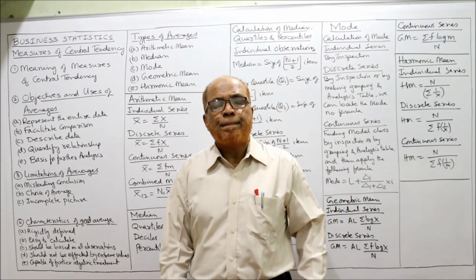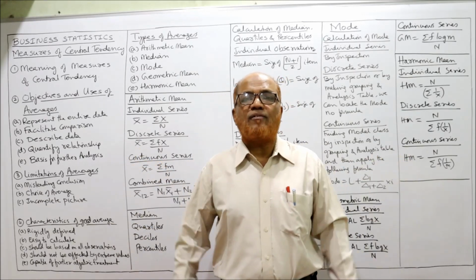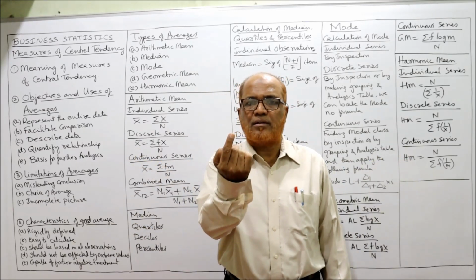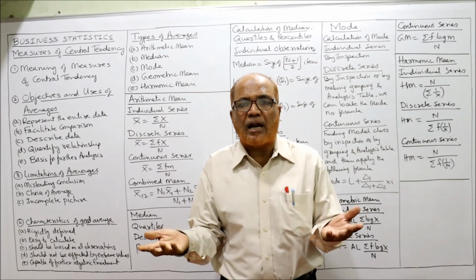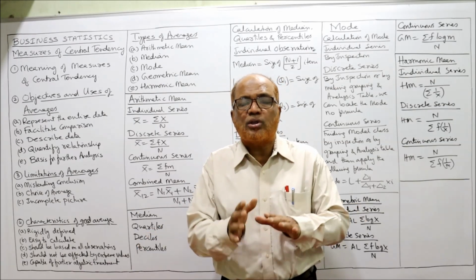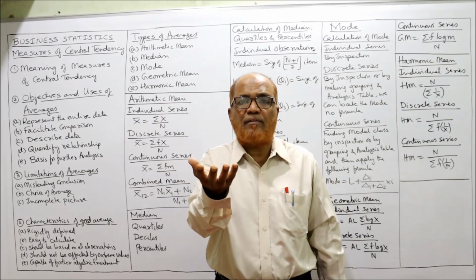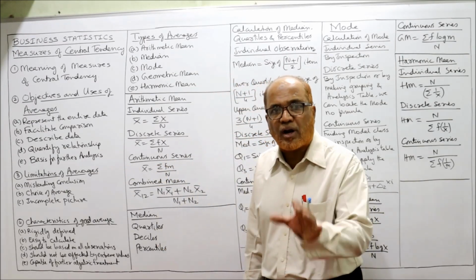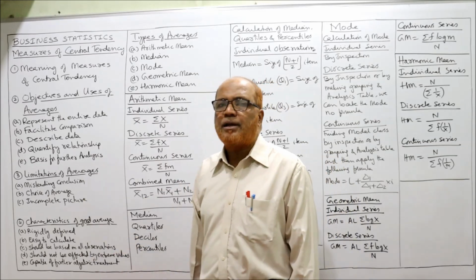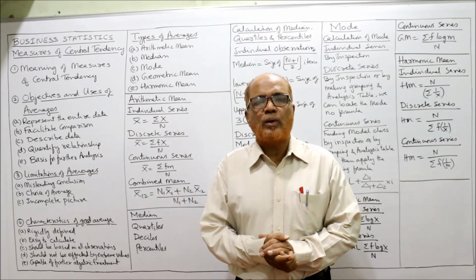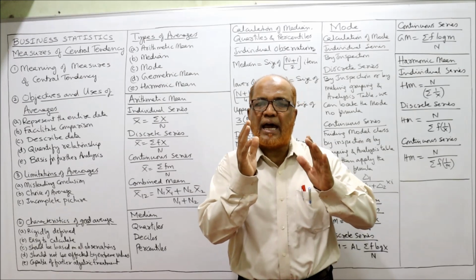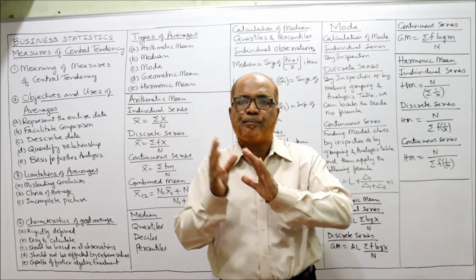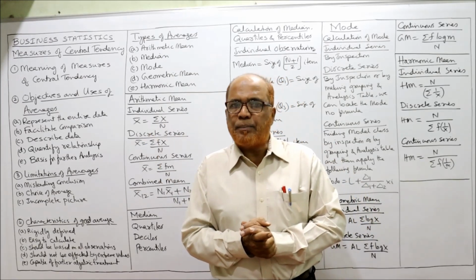Choice of averages: there are many methods of calculating average, not a single method. Every method has its own advantages and limitations, so there is no perfect method. We have to select the one suitable for our study. Then, incomplete picture: sometimes the average will not disclose the entire picture of the data.